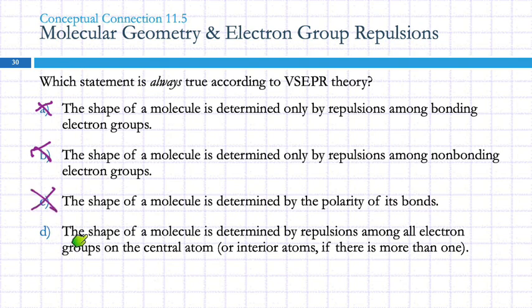The shape of a molecule is determined by repulsions among all electron groups on the central atom. If you have more than one central atom, you're looking at each interior atom separately.